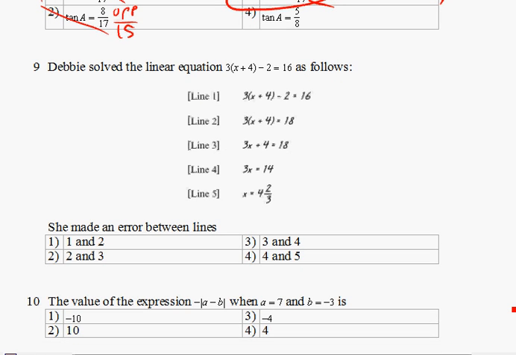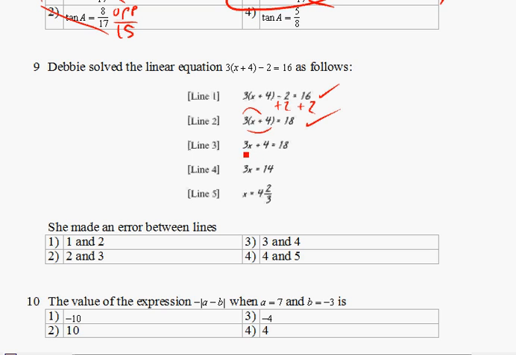Okay, let's see which part Debbie did incorrectly. First, you want to do is put the 2 over to the other side. Okay, so we have the equation here. This is correct so far. Debbie decides to add 2 on both sides. Okay, and that's correct. The next part, she gets rid of the parentheses by using the distributive property.